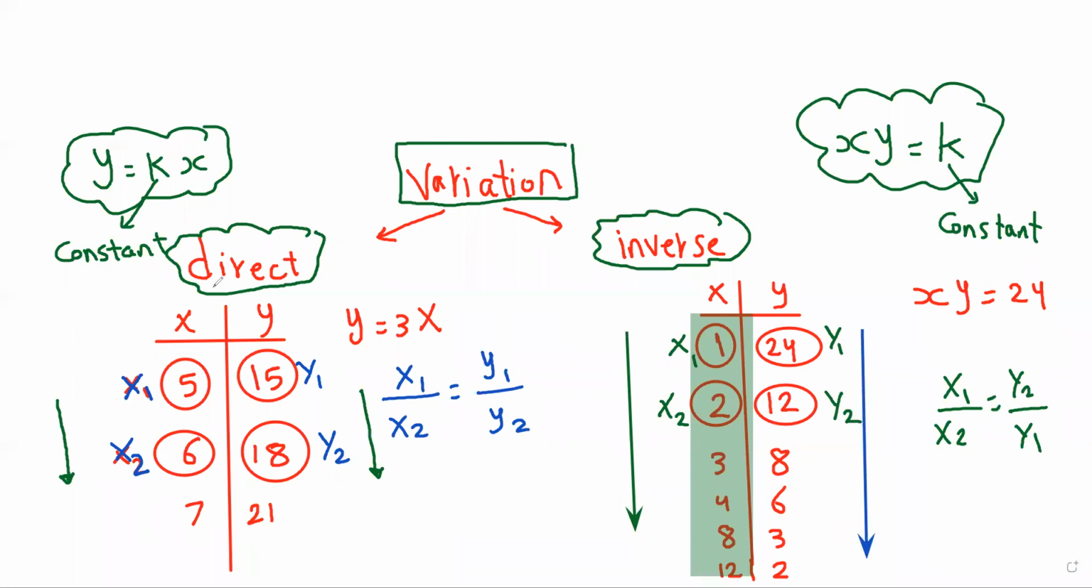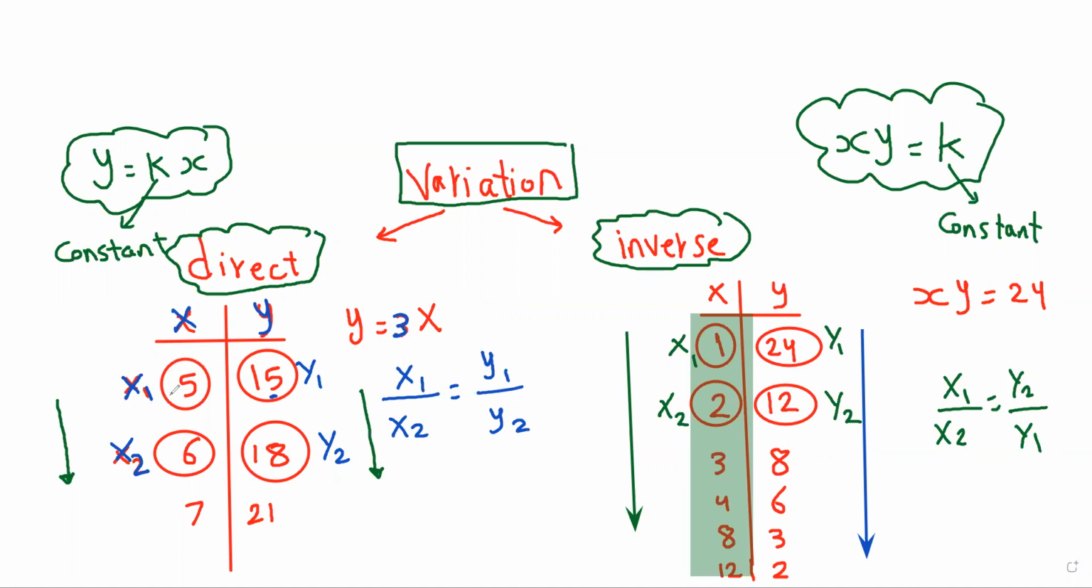Let's analyze the direct variation. Let's have a look at x and y. If we focus on x and y, you would find y always equals 3x. So y equals a constant multiplied by x always.